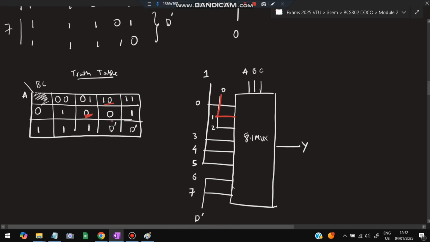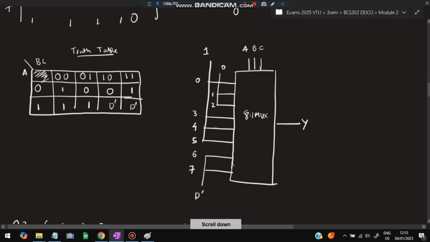And 0 1 0, it is 2. 2 also will be taken with the 0 gang. 0 1 1, 1 1. So 3 will be taken with the 1 gang. Whatever groups form, they will be taken with those numbers. So 0 and 1 will be separated, and at last we have D bar also. So 6 and 7 will join the D bar gang. So you got the point, right?